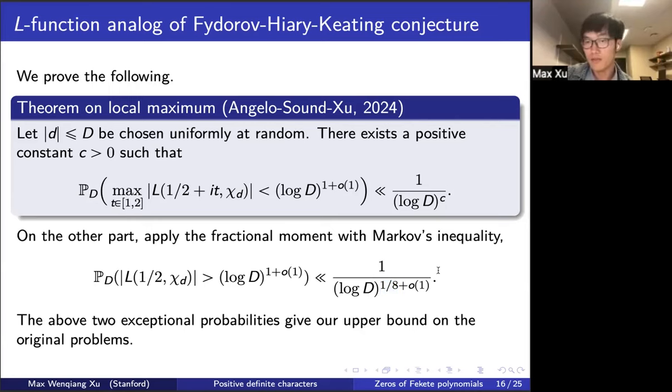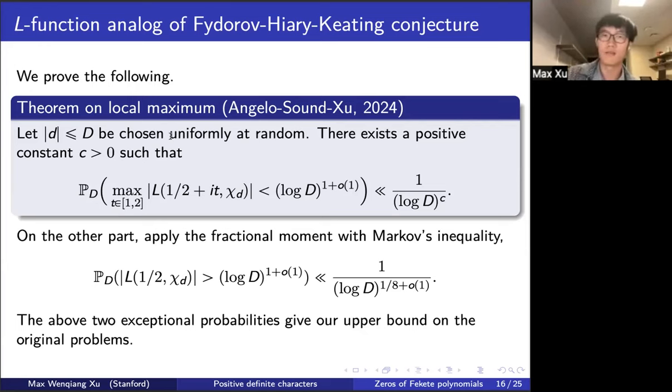So up to this slide, I have shown you our proof strategy and what the main input is. Let's just combine these two things together. We get the upper bound we need. And now in the remaining roughly 7 minutes, I will give you some heuristic for how this local maximum is proved.